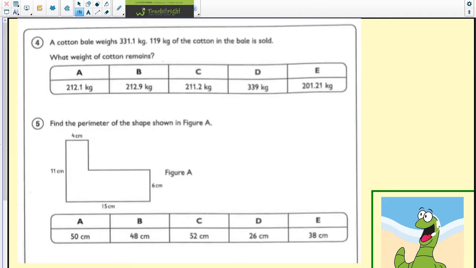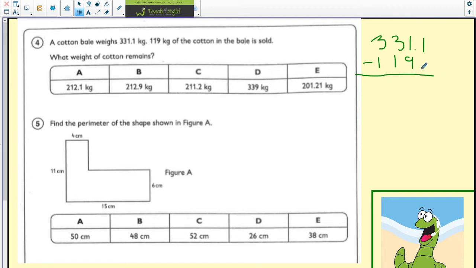Right, question 4. A cotton bale weighs 331.1 kilograms, 119 grams is sold. What remains? So 331.1 take away 119. And I would set this out like a column subtraction.